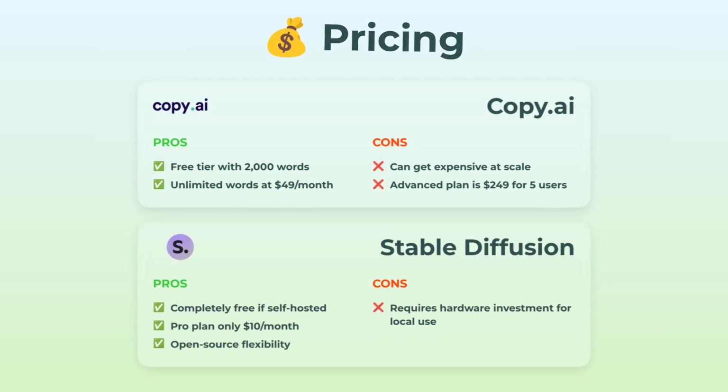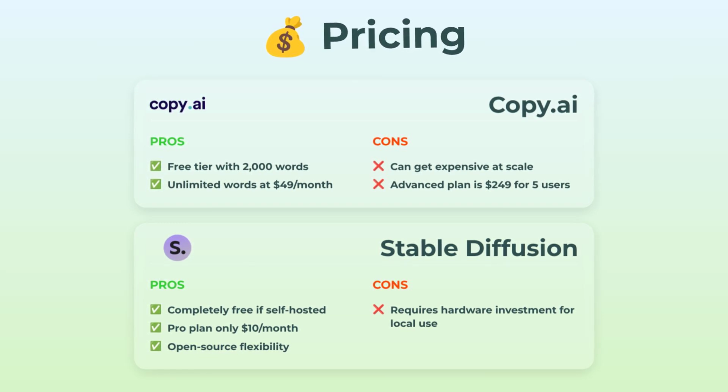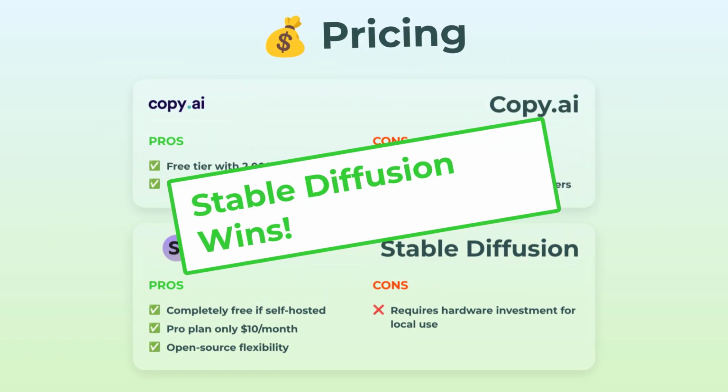Now, Stable Diffusion, this is where things get spicy. It's open source, totally free if you self-host. The pro plan is like $10 a month if you want plug-and-play cloud access. Of course, running local means buying your own hardware, so that's an upfront expense. But for raw cost, Stable Diffusion just wins this round, hands down for wallet friendliness.